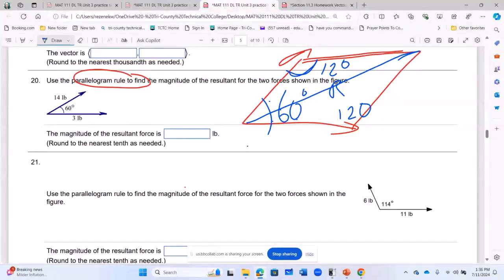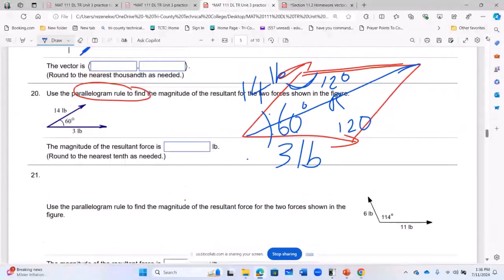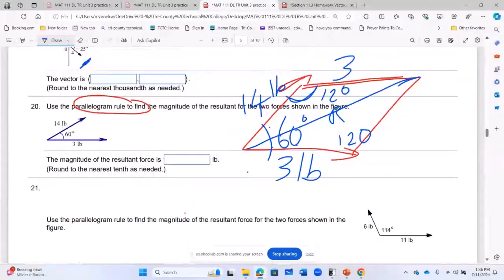So let's see what we have. This force here is 14 pounds, and this force here is 3 pounds. We have enough information to solve the problem. This is also 3 pounds. Remember that opposite sides of a parallelogram are equal.